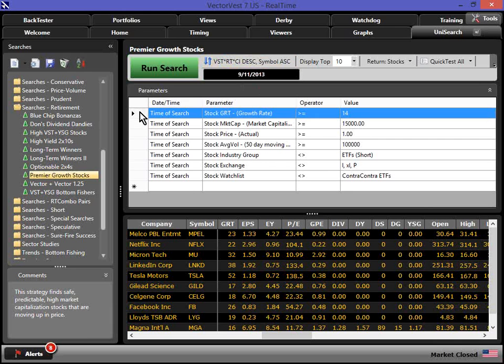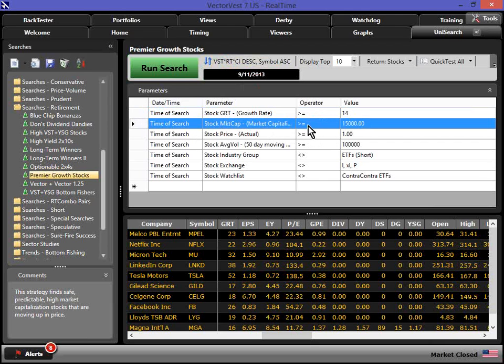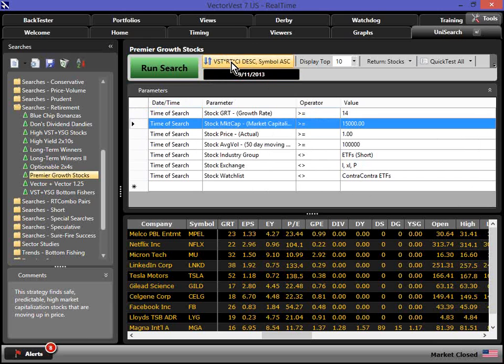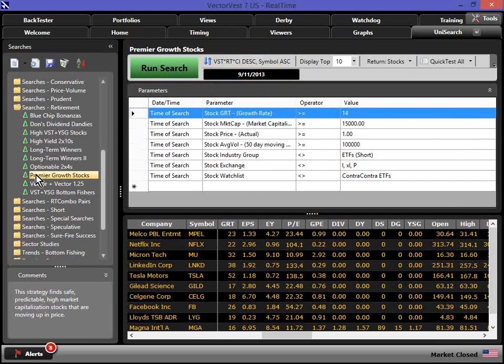And if we look down here at the criteria, the earnings growth rate, greater than or equal to 14% a year. Looking at a nice high market cap. Let's see, and these are the last 4 of those standard 4 things. So we're looking at some nice fundamentals based on VST and its growth rate. Some big companies that are also in a nice uptrend. So they're growth companies, as the name implies, premier growth stocks.